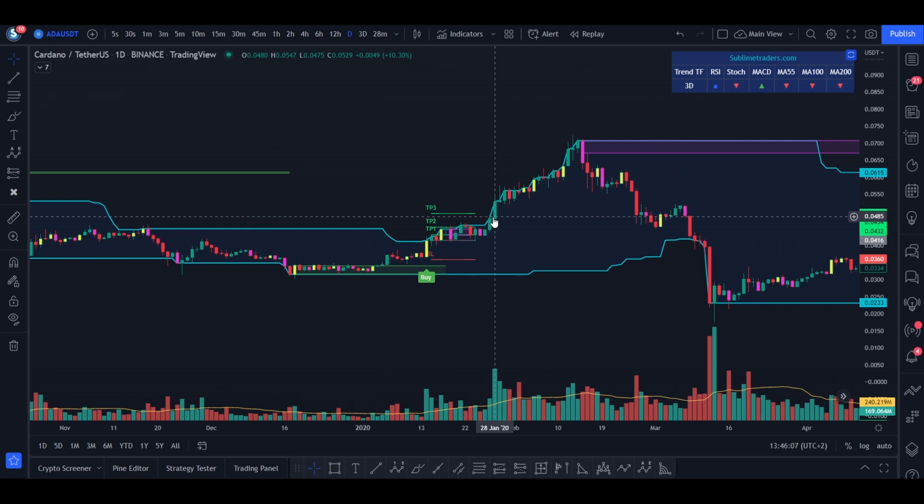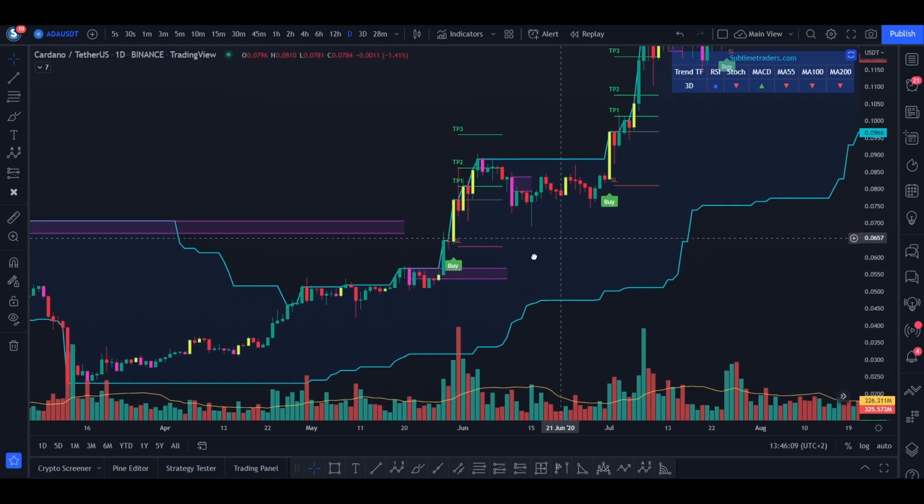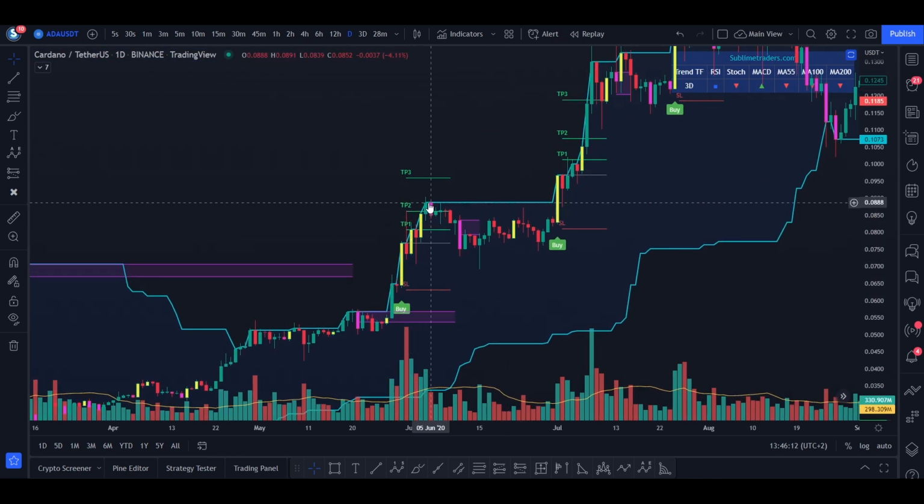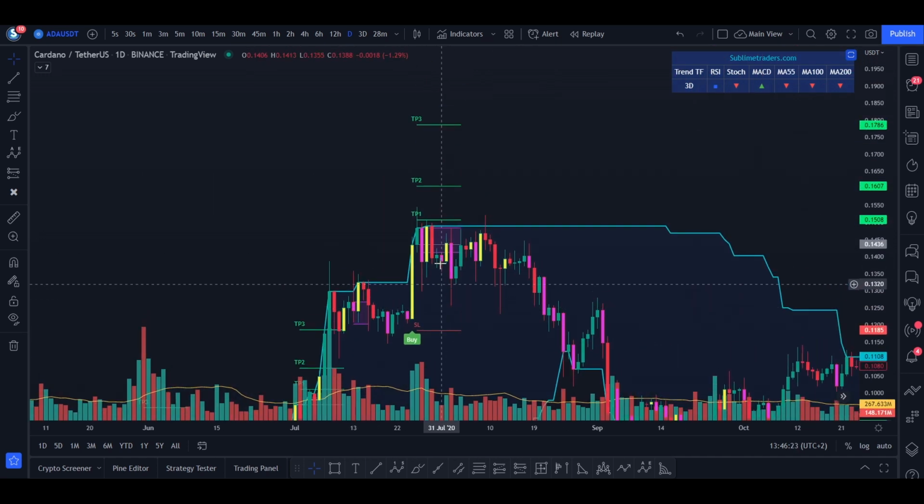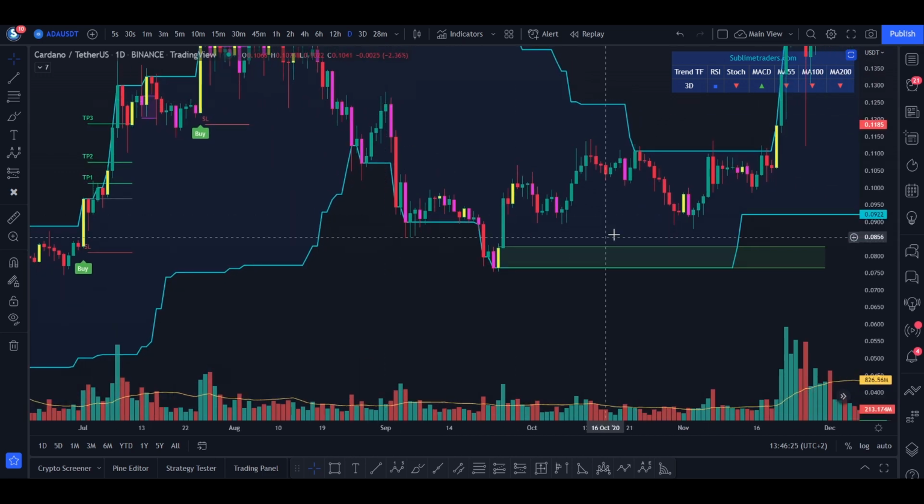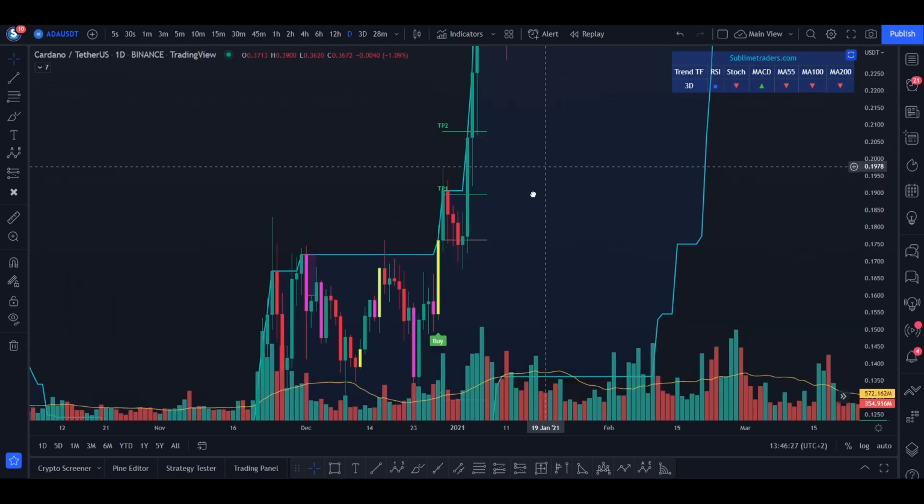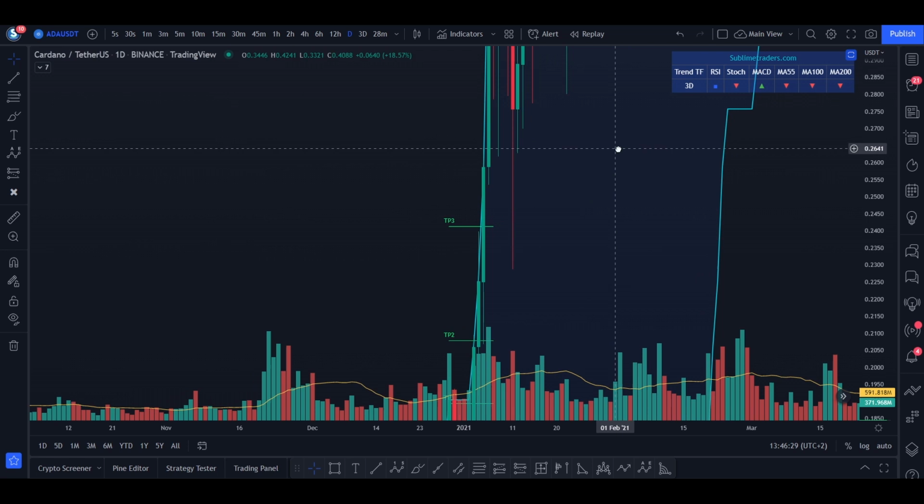We have 3 take profits here. We have 2 take profits here because we would have exited before the stop loss. We moved our stop loss to entry. Another 3 take profits here. Take profit 1. We have another 3 take profits here.